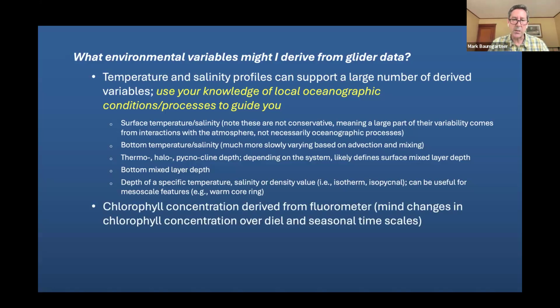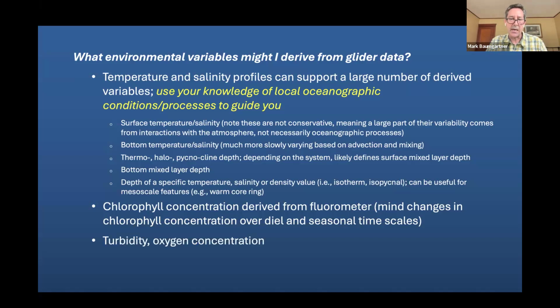There's other things that are pretty readily available on gliders. Chlorophyll concentration derived from a fluorometer. This is something to be both happy and cautious about. It's nice to have the data, but you have to realize that it varies substantially temporally as well as spatially. And this will become a theme for the rest of my talk. Teasing apart spatial and temporal variability is a tough game with glider data. And chlorophyll is a great example of that. Chlorophyll can vary diel as well as over seasonal timescales.